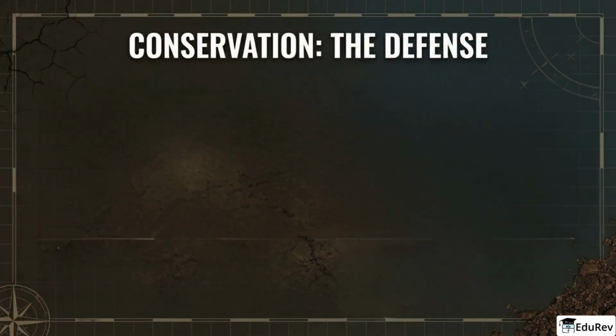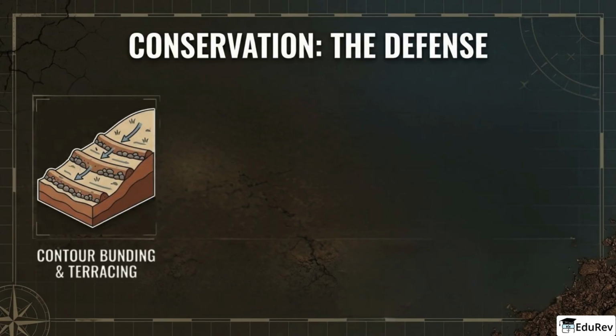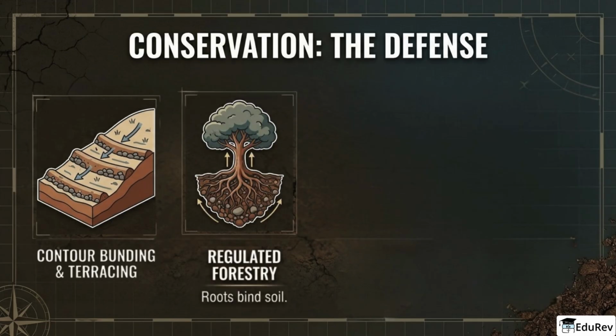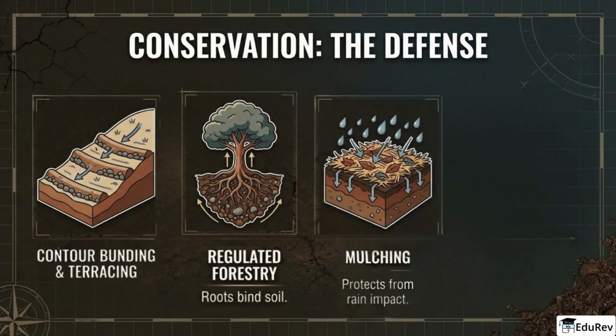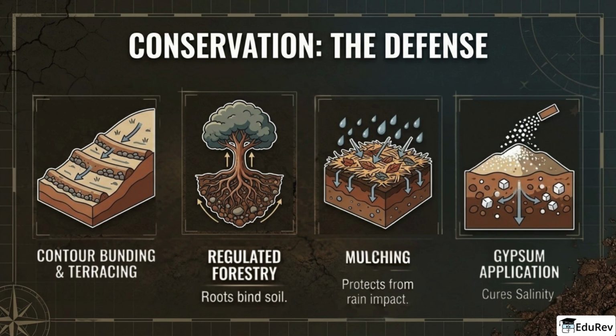Now the defense. Soil conservation. First, contour bunding and terracing. These slow down water movement on slopes and reduce runoff speed. Second, regulated forestry. Roots bind the soil and reduce erosion. Third, mulching. Mulching means covering the soil surface with plant residue or similar material. It protects the soil from direct rain impact and helps conserve moisture. Fourth, gypsum application. This is used where salinity is the problem.